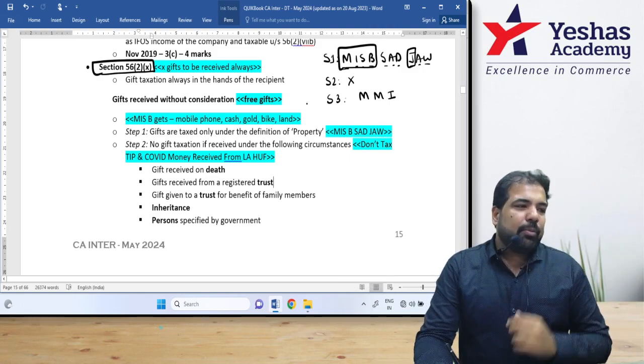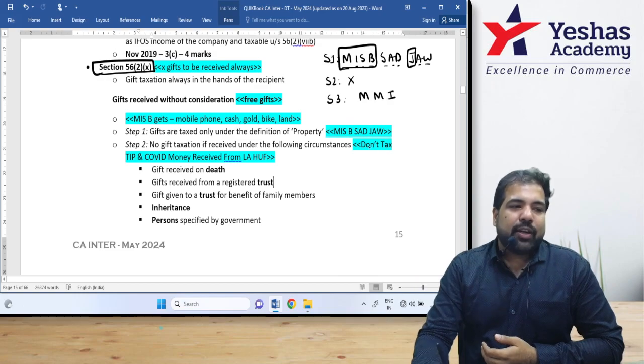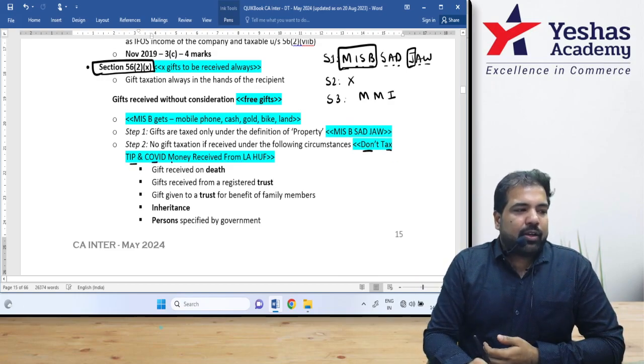Yes. But there is step number two, where those situations, guys, where we don't tax tip and COVID money received from LAH.